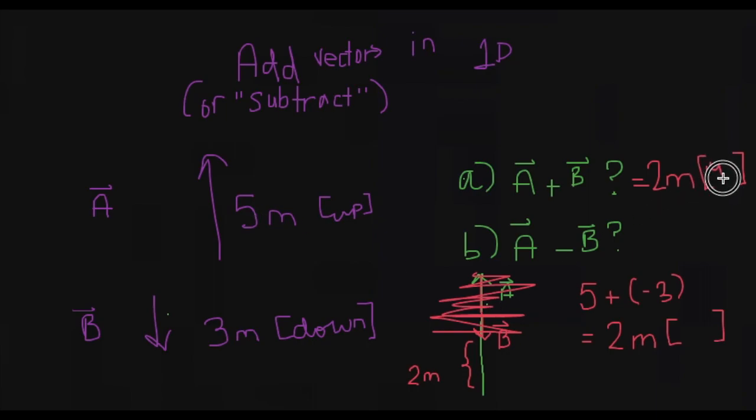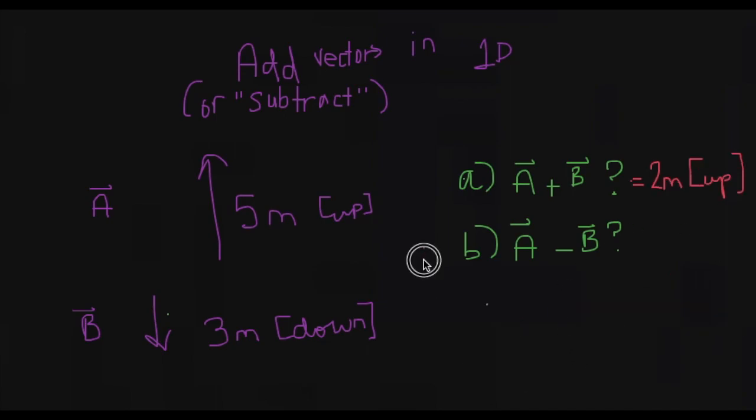Therefore, the direction of our answer will also be up, 2 meters up. Now, how would we subtract these vectors? Let's do it graphically and algebraically. So first, let's draw vector A one more time.